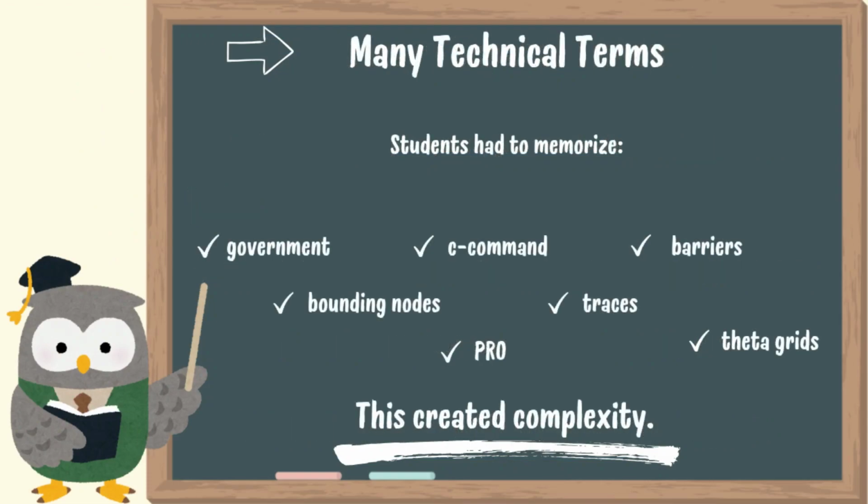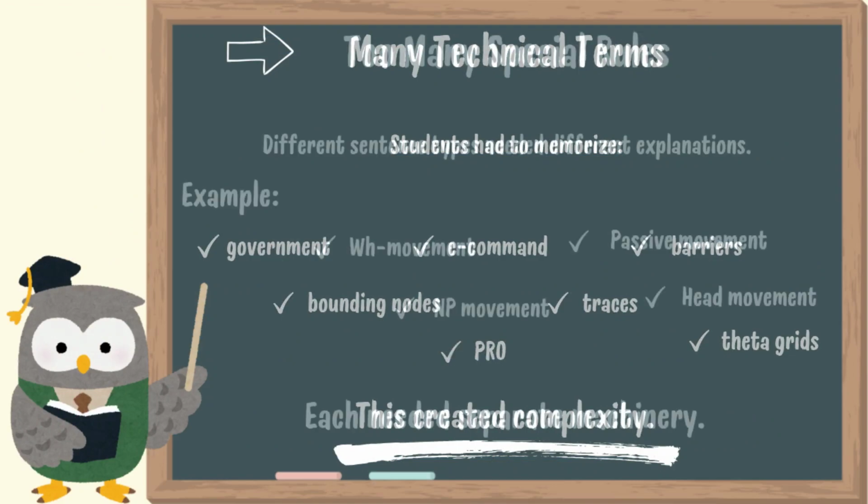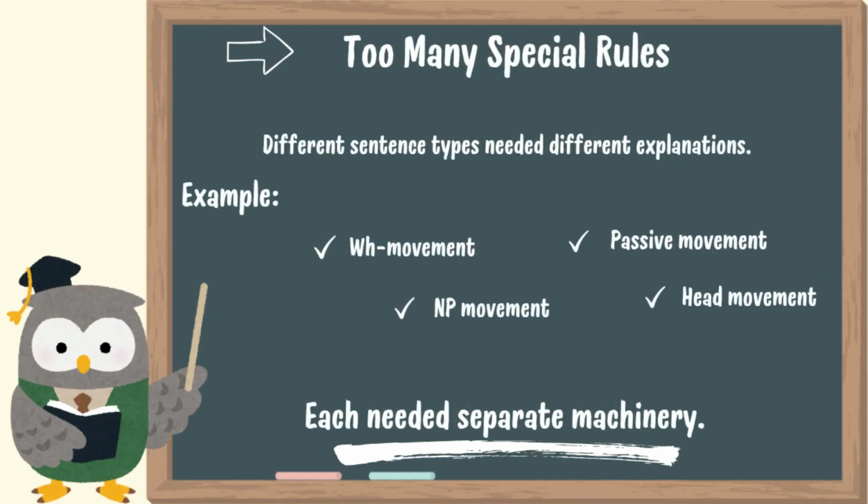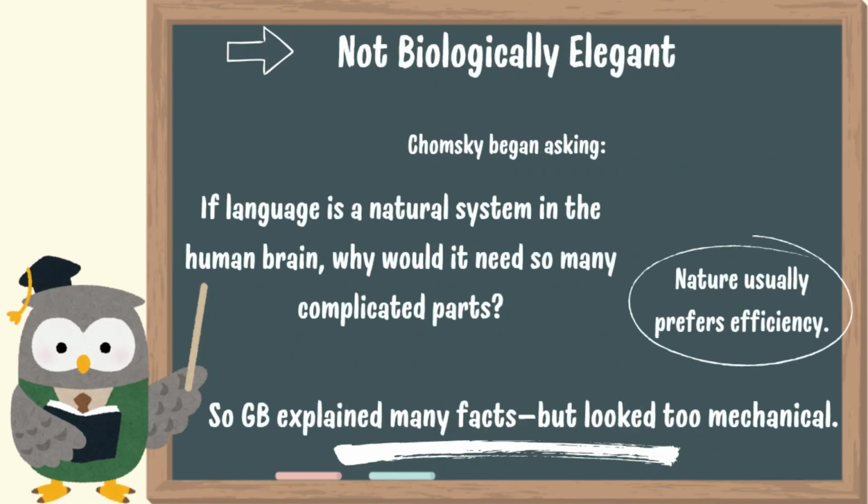Many technical terms. Students had to memorize. Government, C-command, barriers, bounding nodes, traces. Theta grids. This created complexity. Too many special rules. Different sentence types needed different explanations. Example. WH movement, passive movement, NP movement, head movement, each needed separate machinery, not biologically elegant.